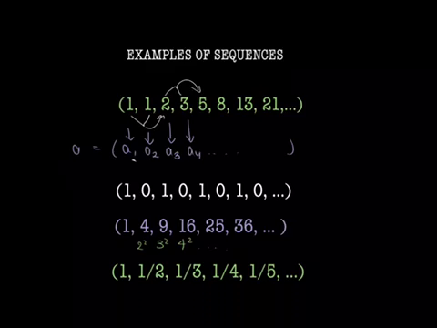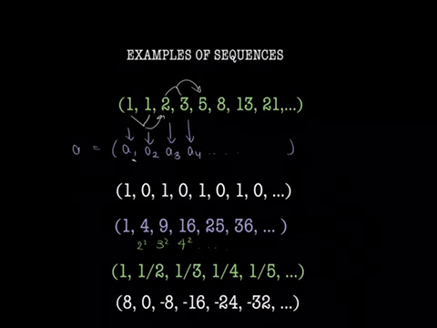The last one we'll just take a look at, just so that you know that not all sequences have to start with 1, is this one. So we'll start with 8, and then 0, and minus 8, minus 16. The pattern here is pretty clear. We subtract 8 from the previous term to get to the next term. So 8 minus 8 is 0, 0 minus 8 is minus 8, and so forth.